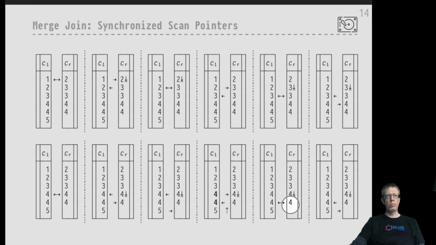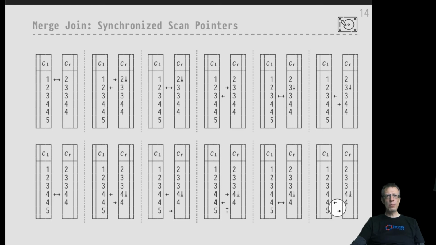Again, a new joint partner. 4 and 4 do match. So indeed, a new joint partner has been found and will be emitted. It's time to move forward CR. All right, this is where we are now. At this particular point in time, we would finalize our joint processing because no more matches can be found here.